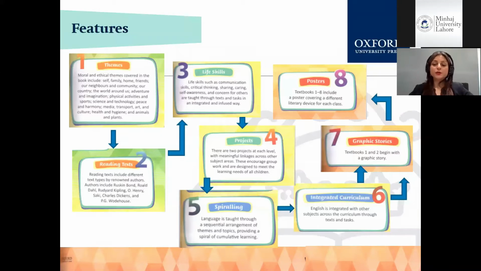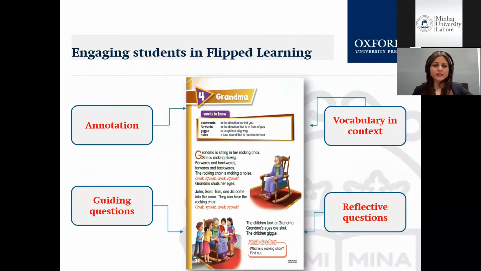And then we've spoken about graphic stories. Now, how can we use NOME? So this is a page from New Oxford Modern English. And I'll quickly read through this. Grandma is sitting in her rocking chair. She's rocking slowly, forwards and backwards, forwards and backwards. The rocking chair is making a noise. Creak, squeak, creak, squeak. Grandma shuts her eyes.